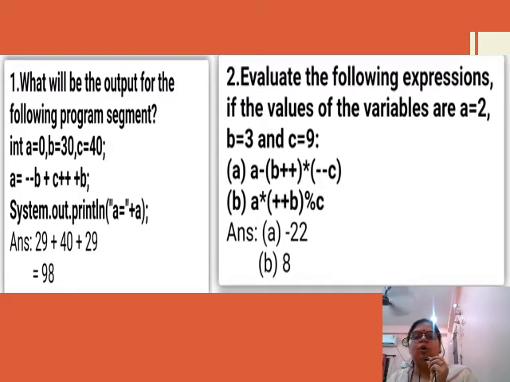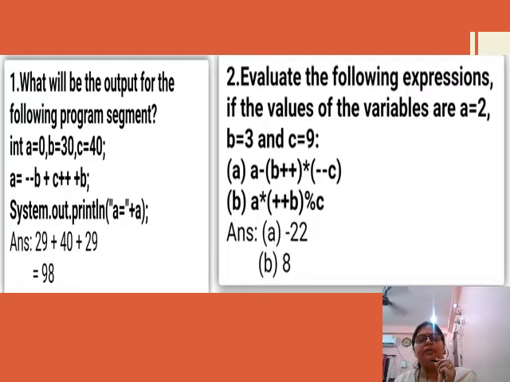According to the BODMAS rule, we are going to do this. First we will solve the bracket, means 3 into 8. What will it be? It will be 24. Now A minus 24, A is 2. So 2 minus 24 will be your answer, minus 22.